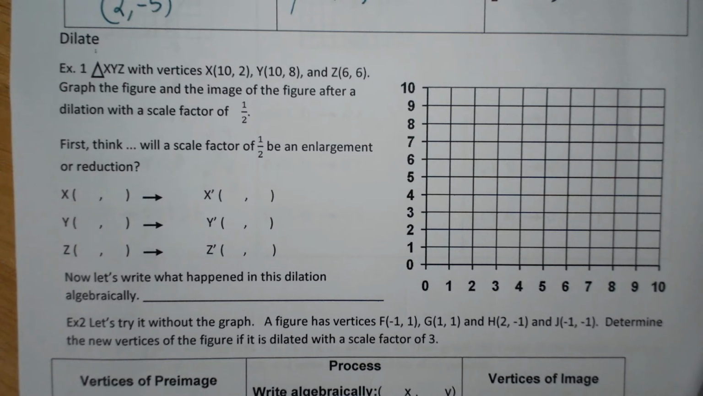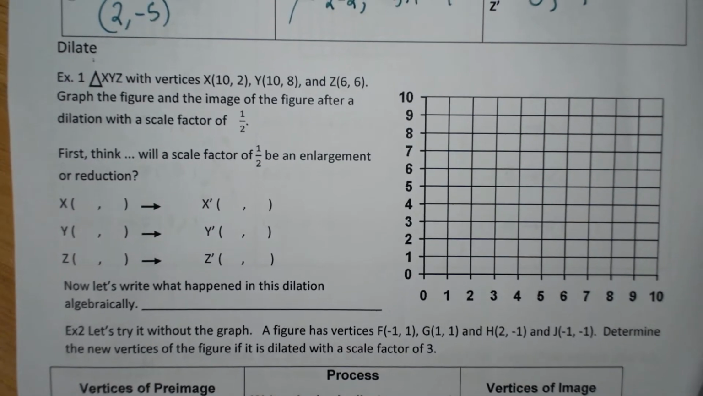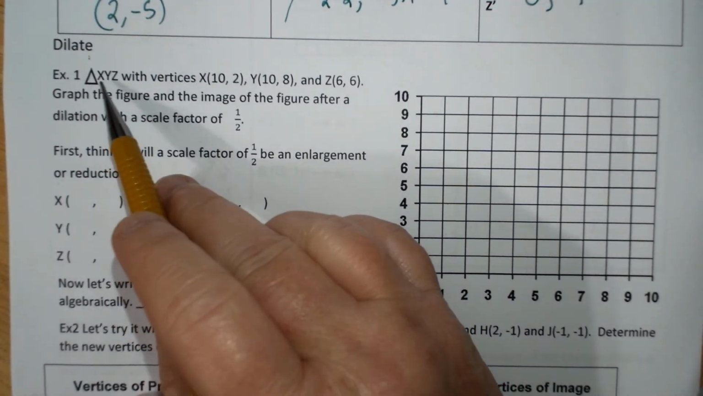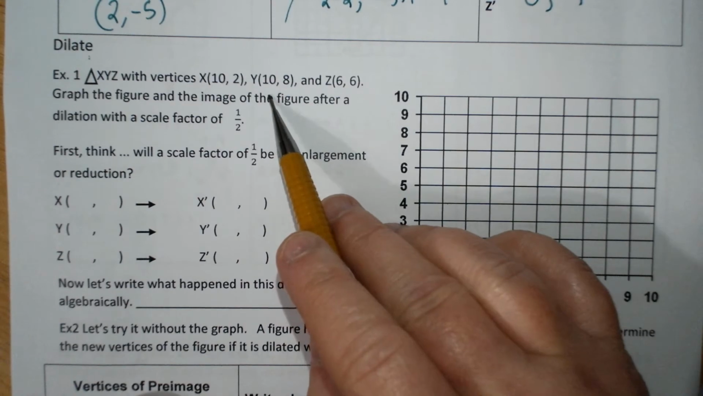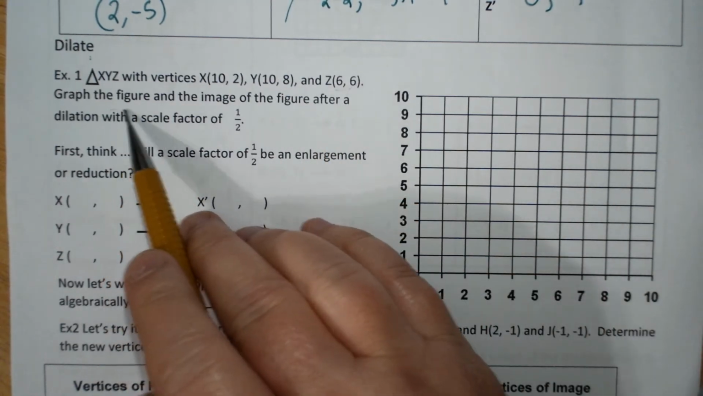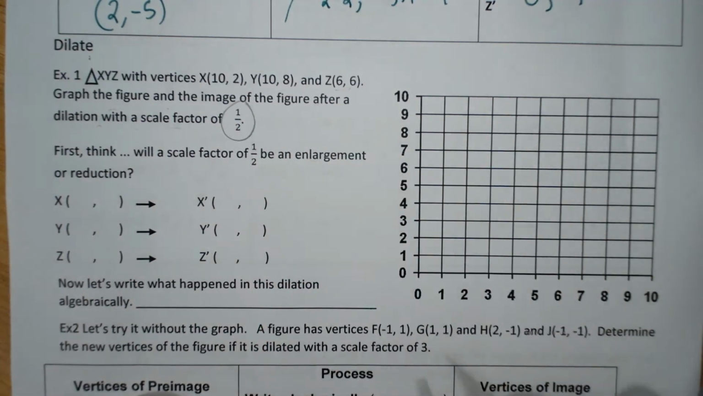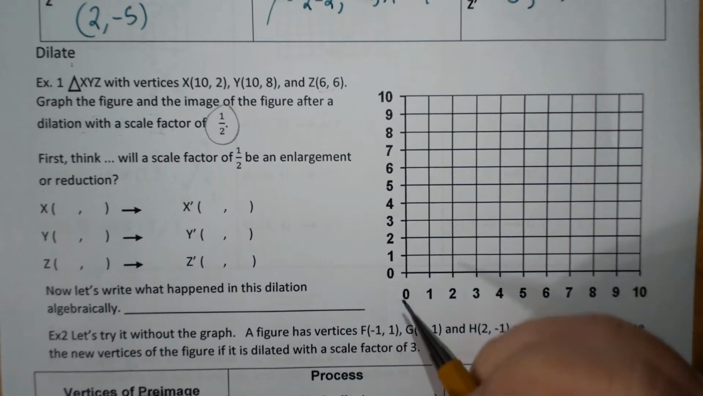The dilation, which is a transformation, changes the size but not the shape. We have already done dilation, but it's going to come up again. So here we go. We're going to get a pencil this time. Triangle XYZ with vertices 10, 2, 10, 8, and 6, 6. Graph the figure and the image of the figure after dilated with a scale factor of 1/2. So here we go.